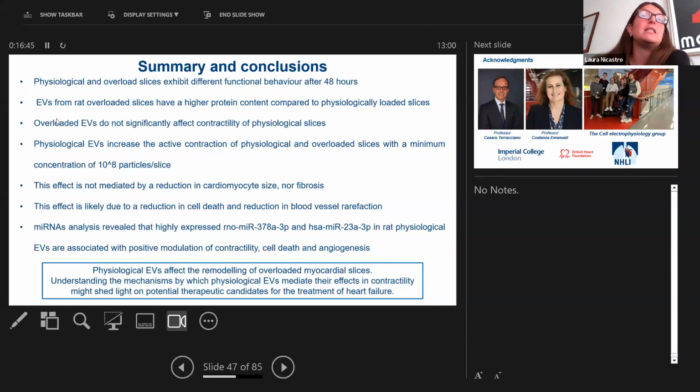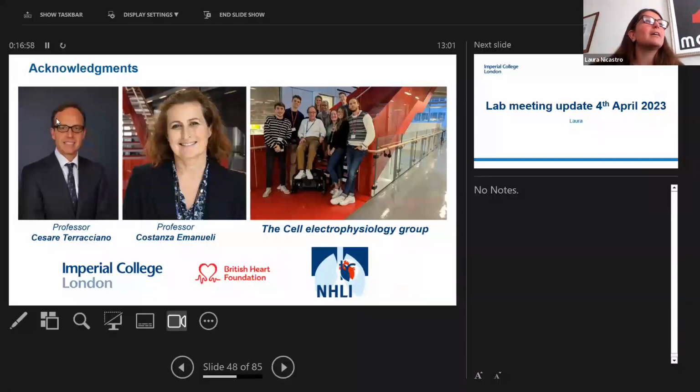and understanding the mechanisms by which physiological EVs can mediate their effect in contractility might shed light on potential therapeutic candidates for the treatment of heart failure. And with this, I would like to thank both my supervisor, Professor Cesare Terracciano, and Professor Costanza Emanueli at Imperial College, and the whole electrophysiology group. And of course, thanks to the sponsor that funded my project.